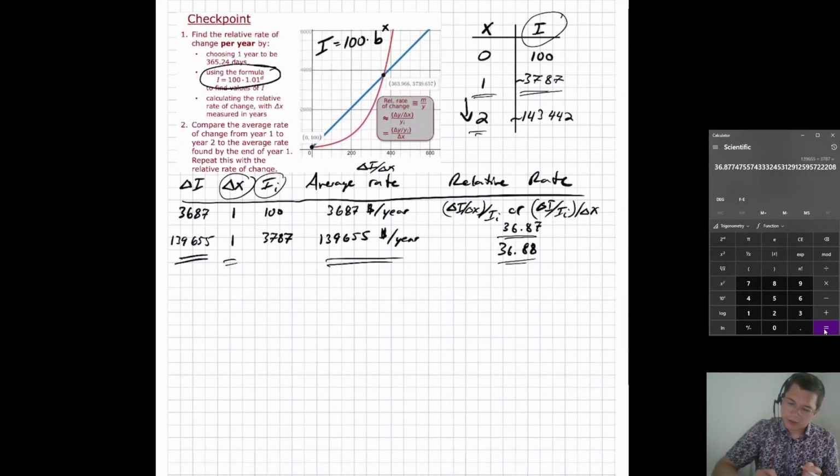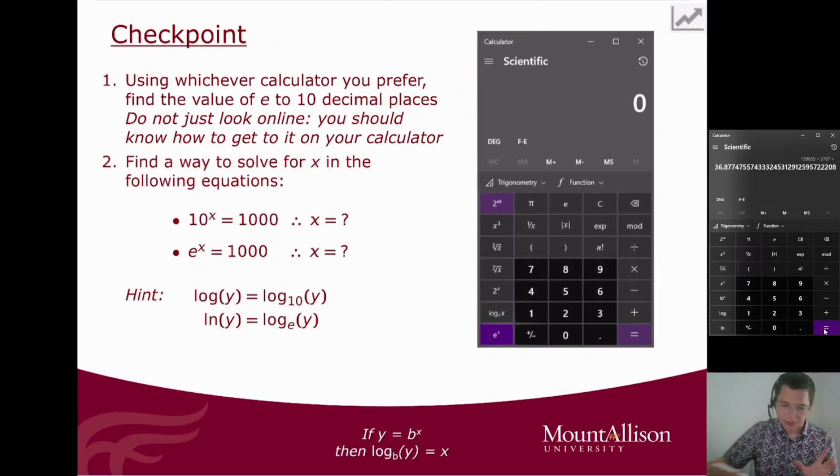Now, let's go to this particular checkpoint, which was fairly quick, at least for me on my calculator. I just used the letter e. Though sometimes you can use the inverse function down here, so e to the x. If I do 0 and e to the x, that gives me 1. And if I do 1, e to the 1 gives me 2.718. So there are different ways of finding that value for e. Just make sure that you're familiar with your calculator.